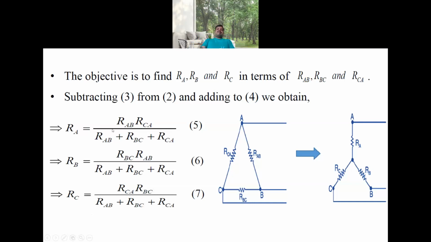Now, if we do that simplification, then the star connected element RA is given by the product of RAB and RCA divided by the sum of the three resistances in delta. Similarly, RB is the star connected element at terminal B, so RAB and RBC should be multiplied and divided by the sum of these three resistors. Similarly, RC is equal to RCA times RBC divided by RAB plus RBC plus RCA.